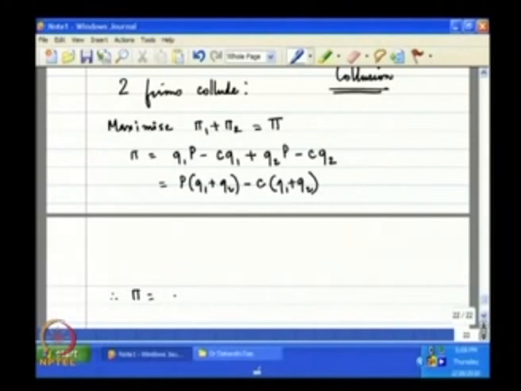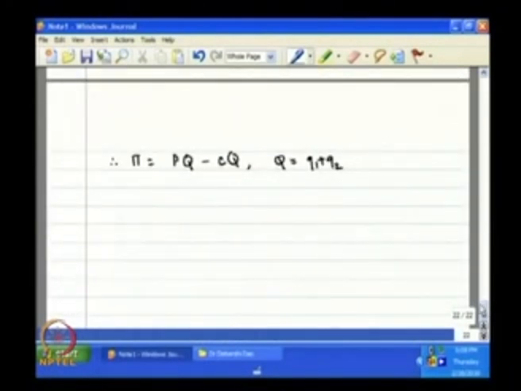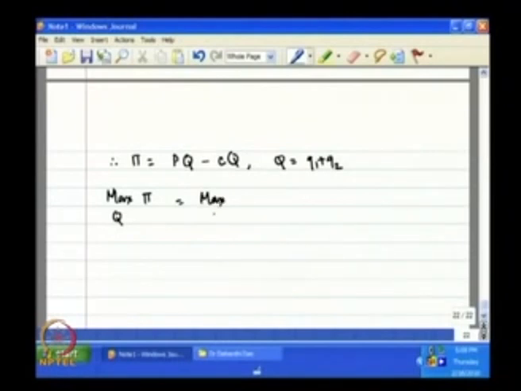So, the total profit, the united profit is, let us call Q1 plus Q2 as capital Q. Now, what the firms will now do is to maximize pi with respect to capital Q, instead of bothering about individual profits and maximizing the individual profits with respect to the small q's. And if it does so, what we get is the following. This is alpha minus Q multiplied by Q minus this.